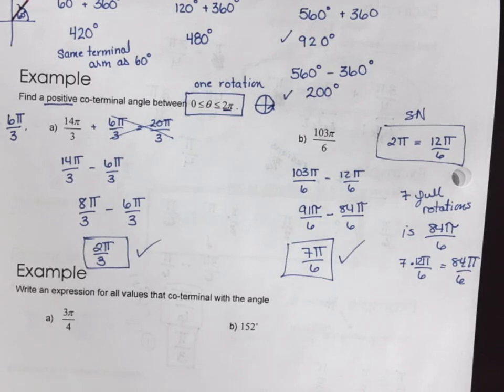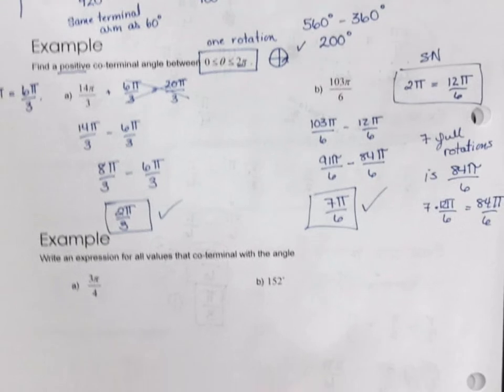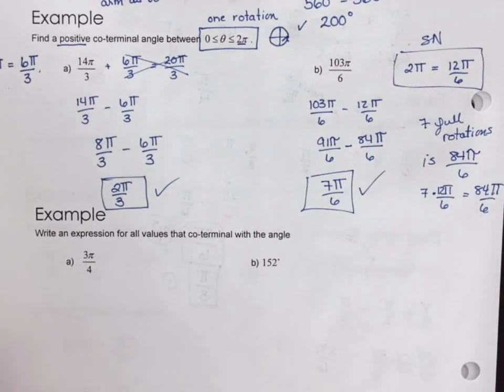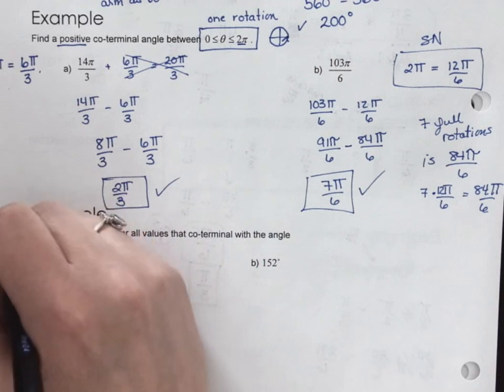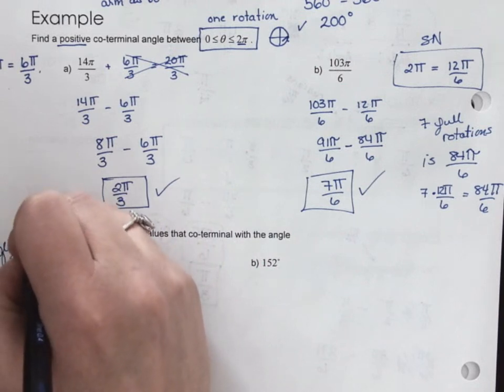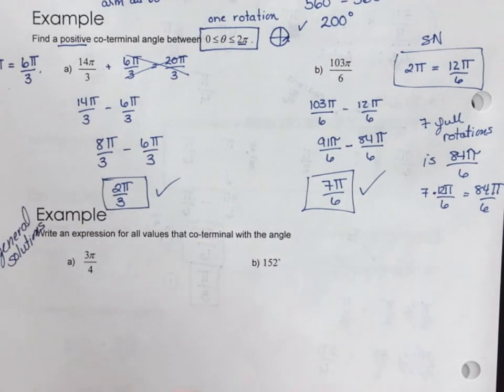Write an expression for all values that are coterminal with the angle? Oh, okay, yeah, that makes sense. So these are general solutions. Okay, I think I'm going to leave it here for today. I'm going to hit pause on this and I'll pick it up in the next video because I want to talk a little bit about general solutions.